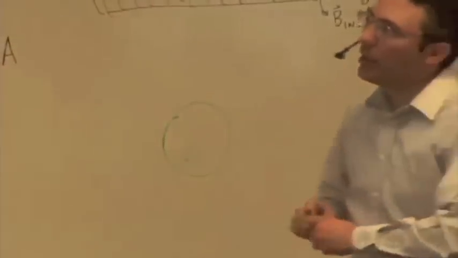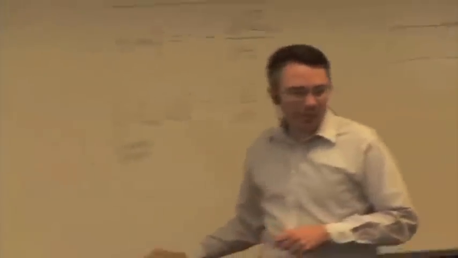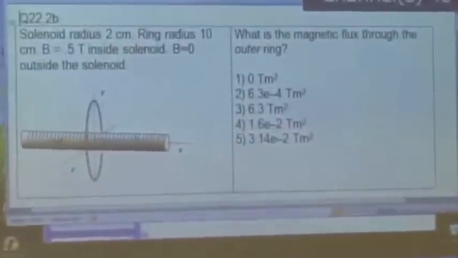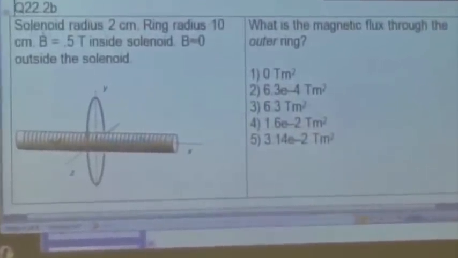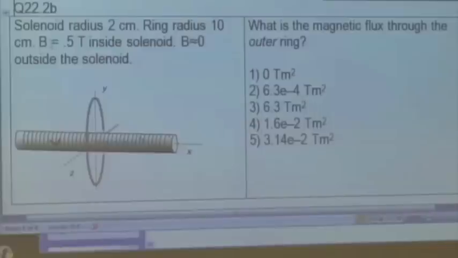Given that, we have a solenoid of radius 2 centimeters. The ring that surrounds it has a radius of 10 centimeters. The magnetic field inside the solenoid is uniform, and it's 0.5 Tesla. Outside, as we said, the magnetic field is approximately equal to 0. What's the magnetic flux through the outer ring?